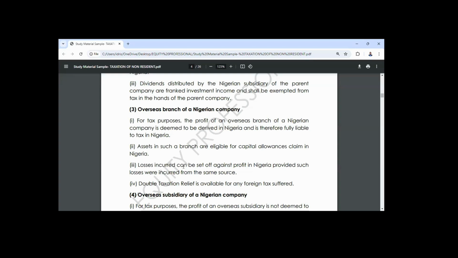Assuming they pay 200,000 tax abroad, and when we compute the tax that the overseas branch is supposed to pay in Nigeria, it is 500,000 tax. We're not going to say, because he has paid 200,000 tax, let's give him some relief. Instead of you paying 500,000 tax in Nigeria, pay only 400,000. I'm using that as an example. That does not mean all the tax he paid abroad is what we are going to use as a relief. No, only parts. So that is overseas branch of a Nigeria company.